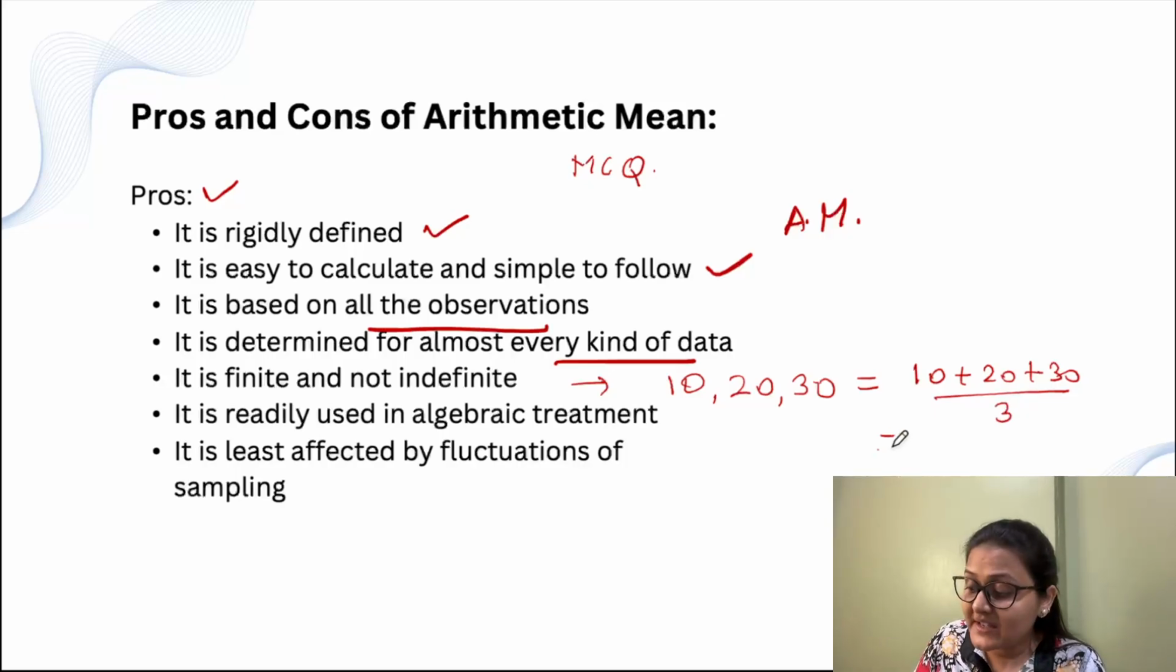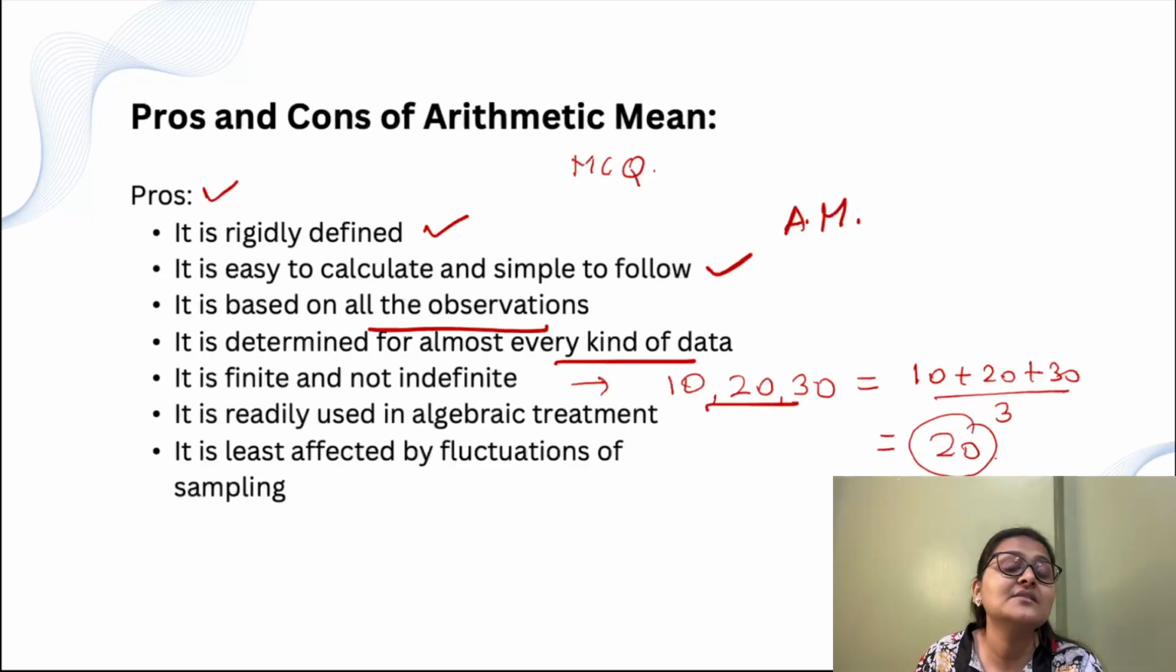So, there we are going to get a specific number, that is 20. So this is a definite value which we are getting after all the calculation. There is no vagueness over here. Right. Now, the next pro is, it is readily used in algebraic sort of treatment.